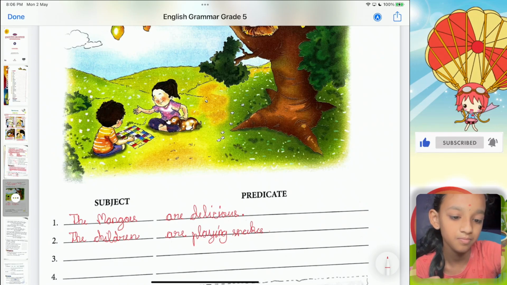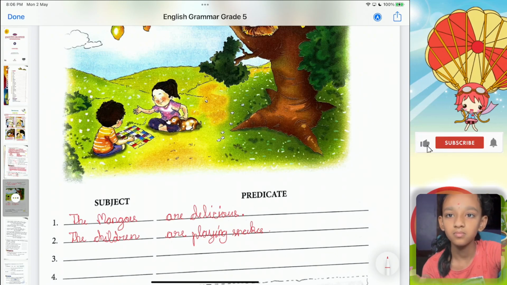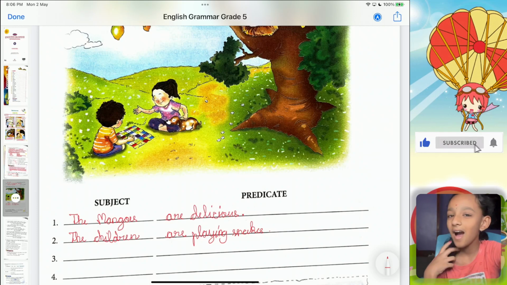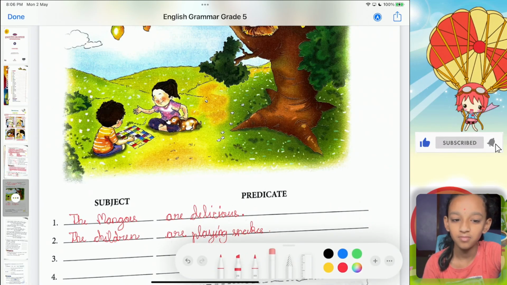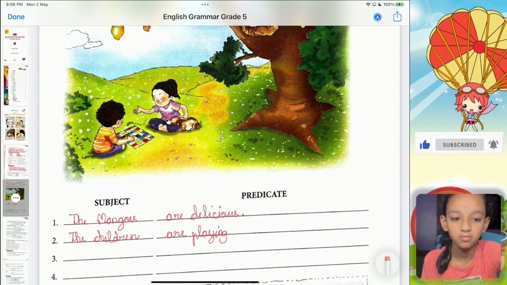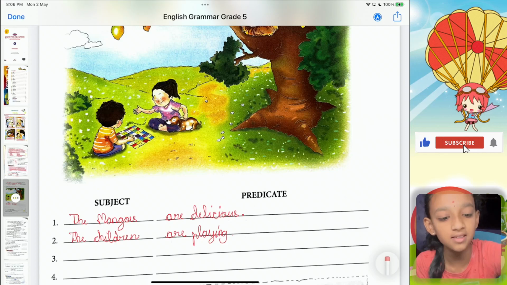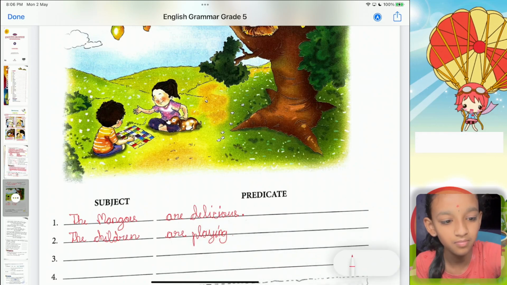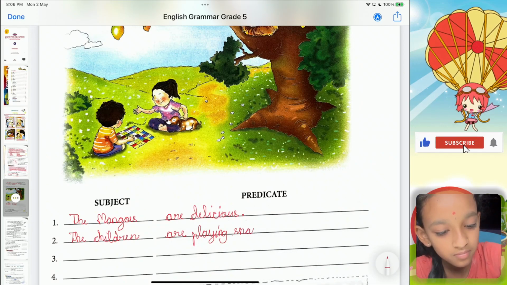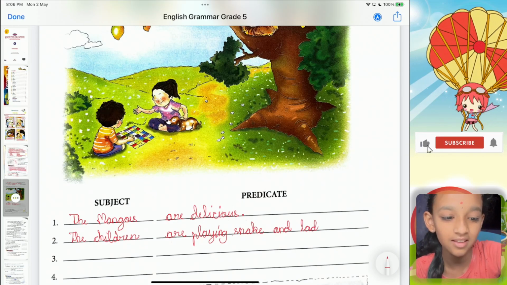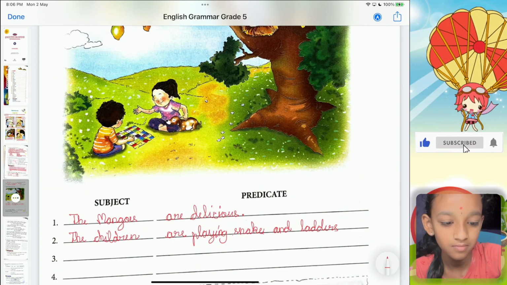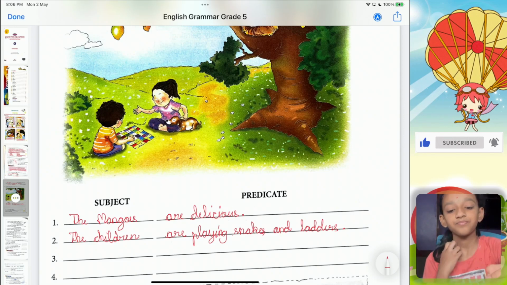You won't have many snakes. You'll have only one single snake in a game of snake and ladder. You cannot have many snakes in a snake and ladder. Make it singular. I think you can write snakes. Okay. Next one.